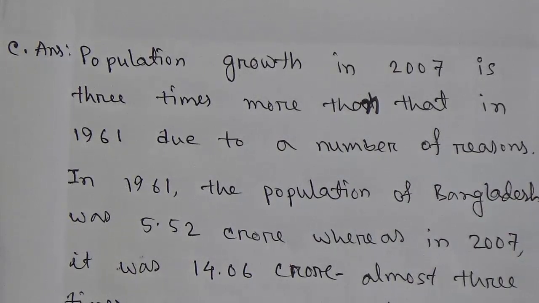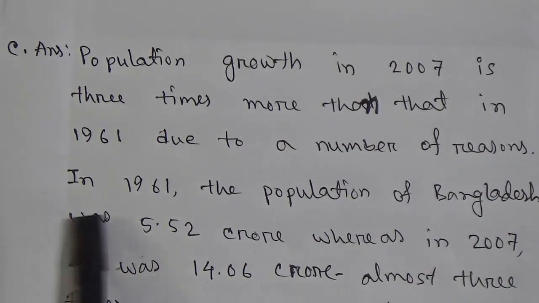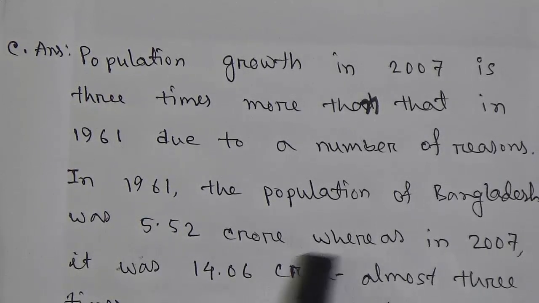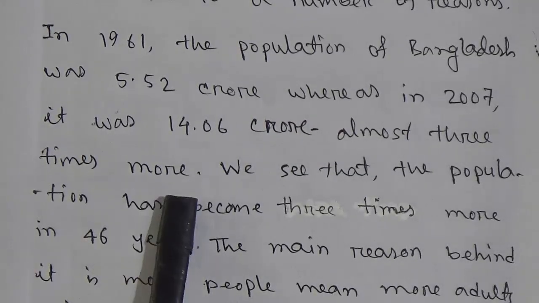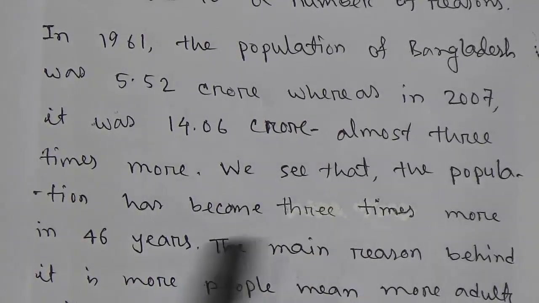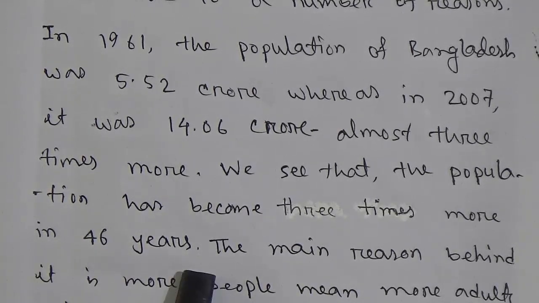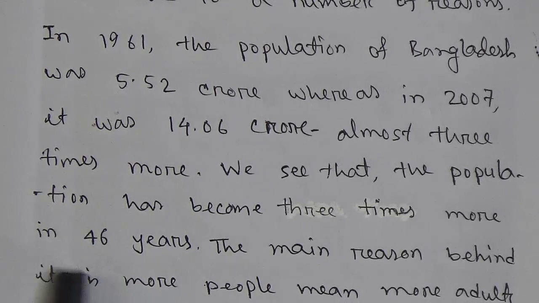In 1961, the population of Bangladesh was 5.52 crore, whereas in 2007 it was 14.06 crore, almost 3 times more. We see that the population has become 3 times more in 46 years. That means, if we count down the years, it will be 46 years.